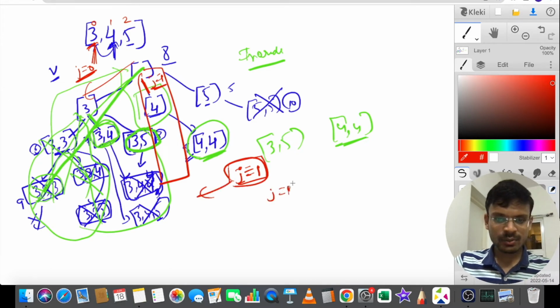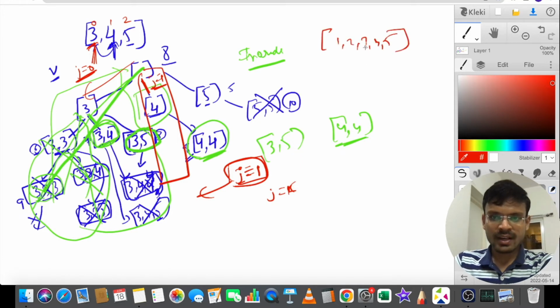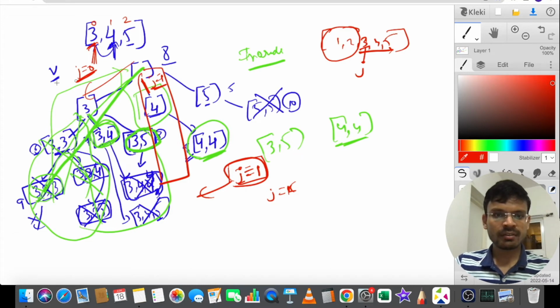So if j is equal to k, suppose the input vector was very big, like 1 2 3 4 5, and the j value was somewhere around here. In the further recursion calls, I won't be considering any element before j, because those would already have been covered when I had created the tree for them. In this case, when I had reached j is equal to 1, I won't be considering any value 3 over here.